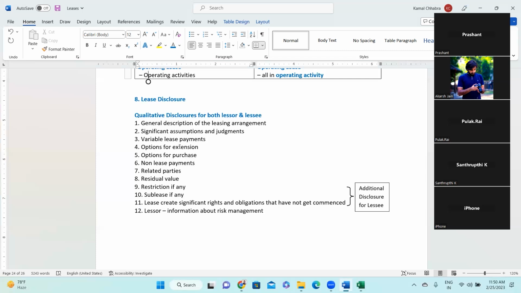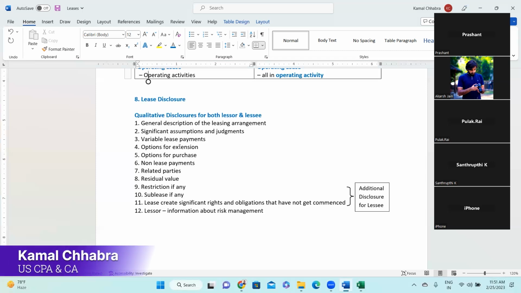And if the lease transaction is among related parties, then as per ASC 850, separate disclosure of the related party is much needed. There you will be disclosing everything, like how much is the opening balance, how much is the rent accrued, how much is the payment made, and how much is the closing balance. Next is residual value. Residual value is again an estimation. It can be a guaranteed residual value or an unguaranteed residual value. Both you need to disclose. Next is restriction, if any, or sublease, if any. That also you need to disclose.